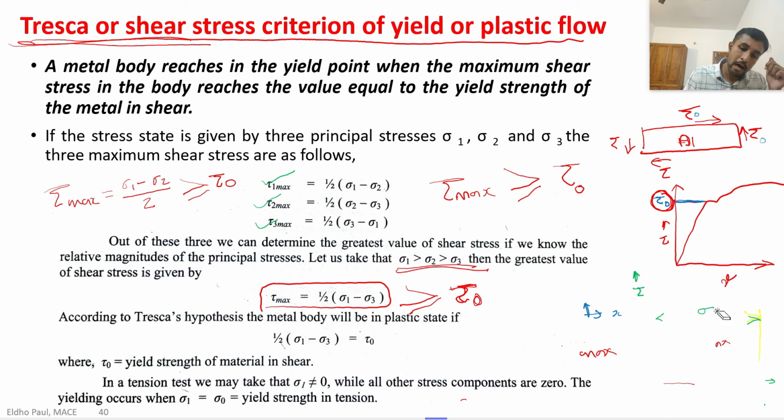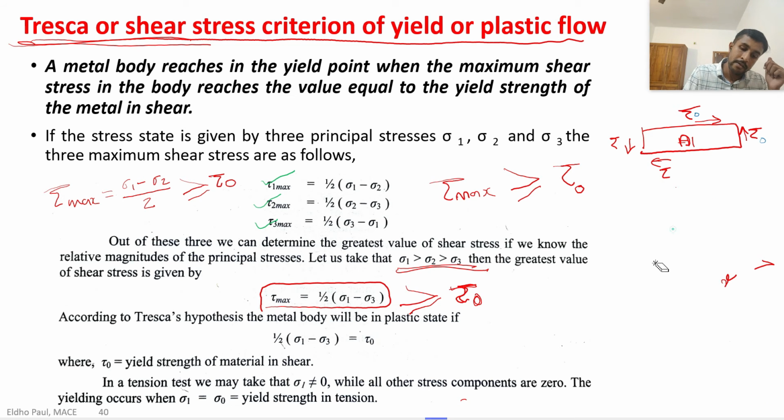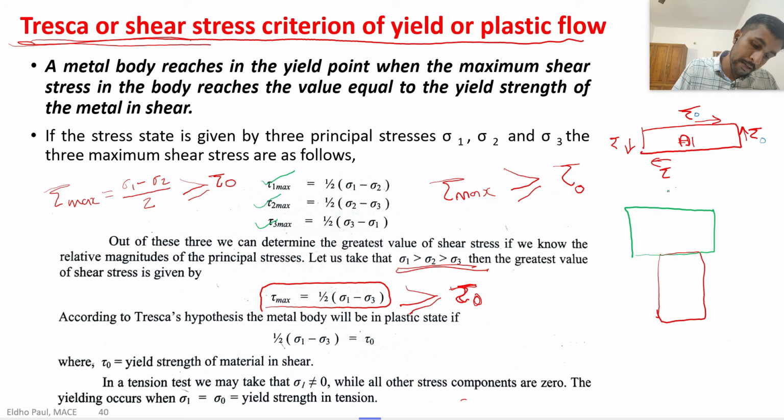Next, I will explain how this yield criterion is applicable to a metal forming process. So here, for example, I am doing a forging operation. This is my workpiece. I am going to deform it using a die.